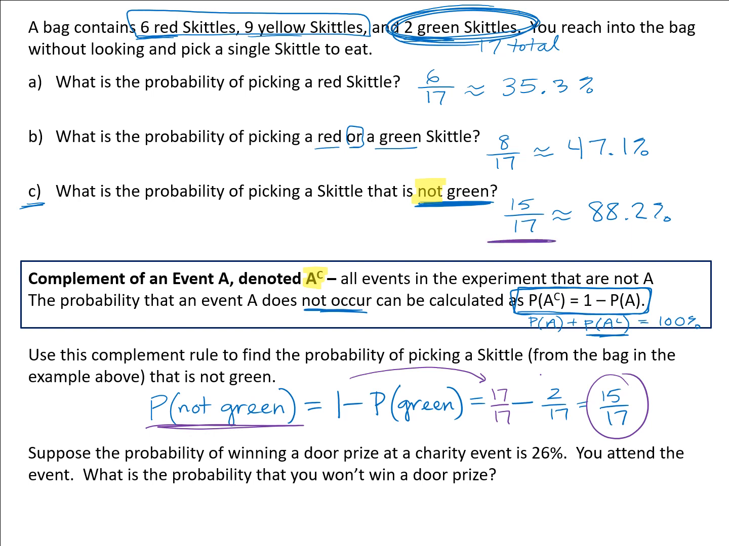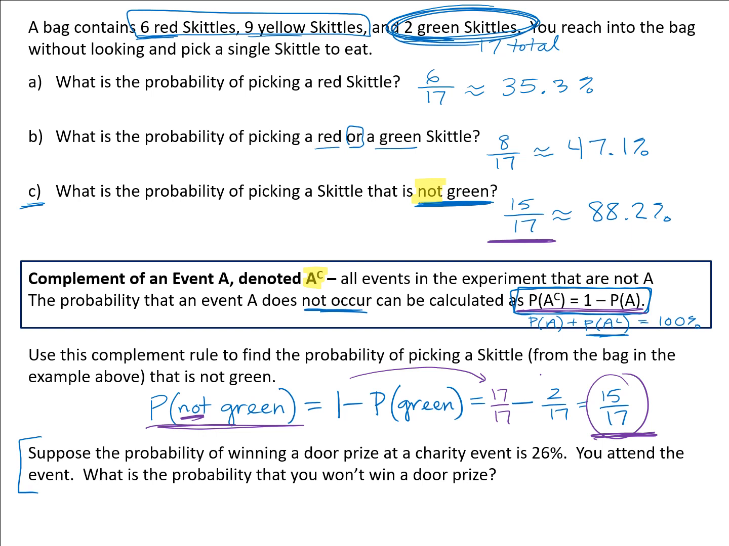That's exactly what I had up here. Originally, though, I calculated that by just looking at what was not green, 6 red, 9 yellow. Here I'm calculating it based on this idea of complement, 1 minus the probability of what we're trying not to get. So there's actually two ways you can sometimes find the probability of a complement, or something that is not happening. You could either use the raw data, or you could use this rule related to complements. Where this rule really comes in handy, though, and is essential, is when you don't have the raw data. In our next example, we don't.